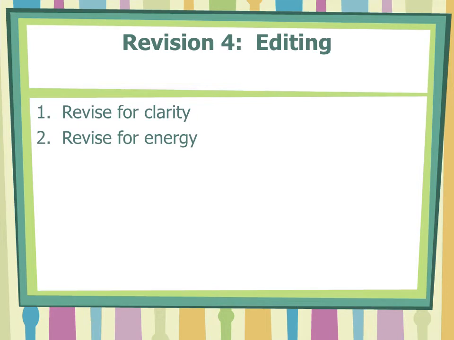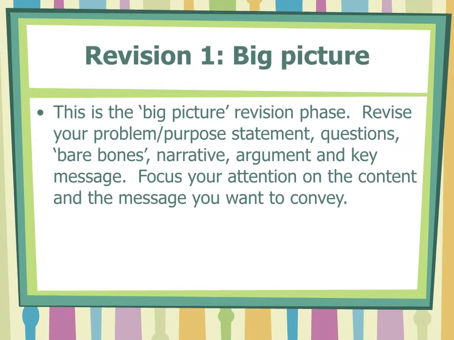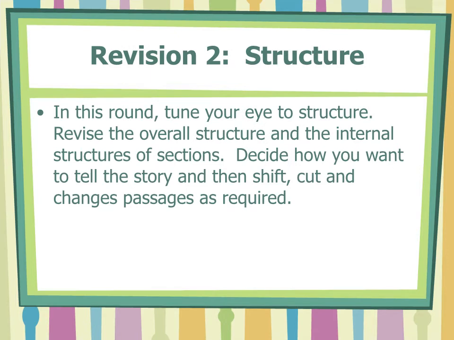The fourth round of revision is editing. And in here, this is where you begin to focus on the nitty-gritty. You're looking at sentences and words, and you're focusing on the details. But I just want to go back quickly and highlight the 4 rounds of revision. Revision 1 is the big picture, and that's where you're really looking at conceptualization and the content and the message. Revision 2 is the structure, and that's where you're looking at how you want to tell the story.